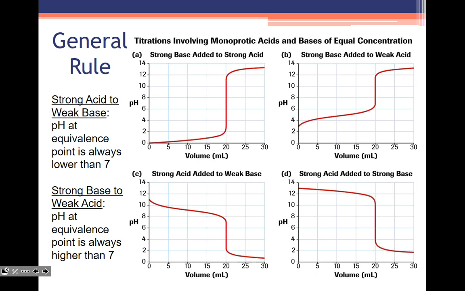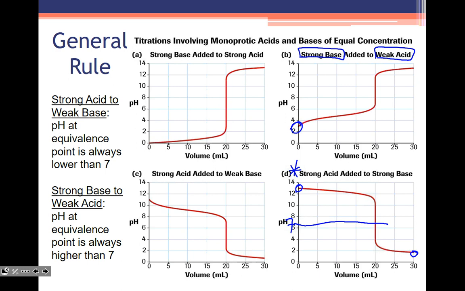So here's a strong acid added to a strong base. Take a look over here. That's our sample, a strong base. And our titrant is your strong acid. Center, 7. Okay, that's true. Strong base added to a weak acid. Okay, so here's our sample. It's much higher than 1. It's closer to a 3.